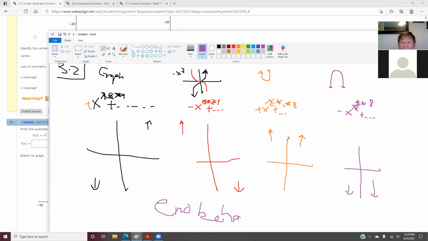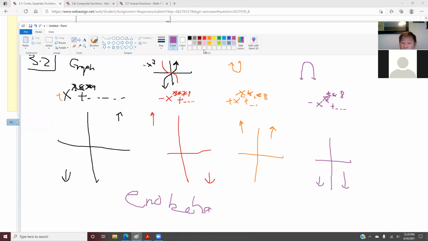So that is the first thing you need to know, end behavior. What is that? Does it open up? Is it going up, down, or up, or down, down, or something like that? And then the next thing you need to know is how many turning points. A turning point is this. So this one has 3 turning points.